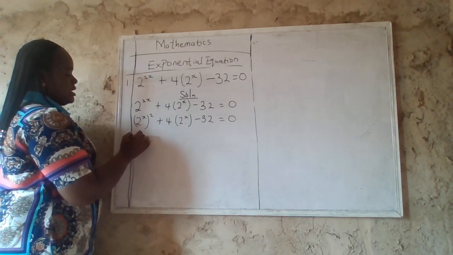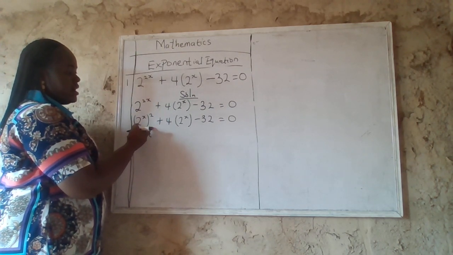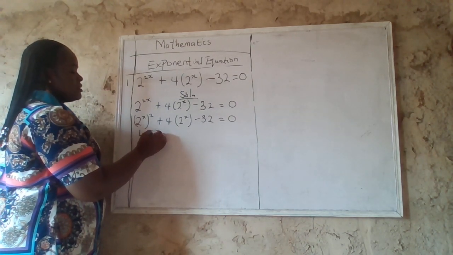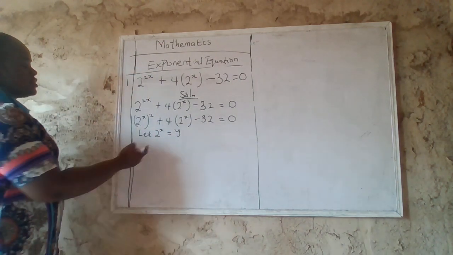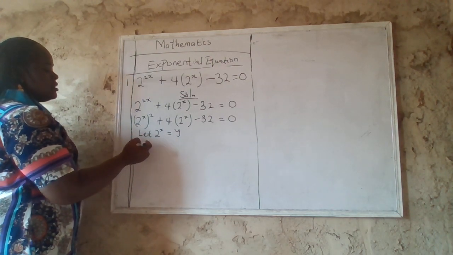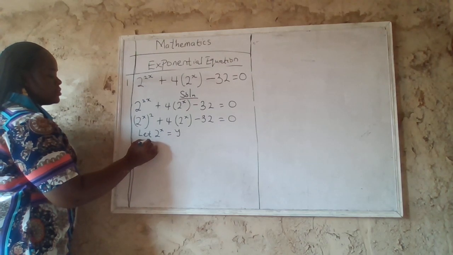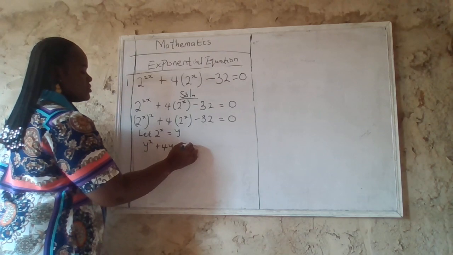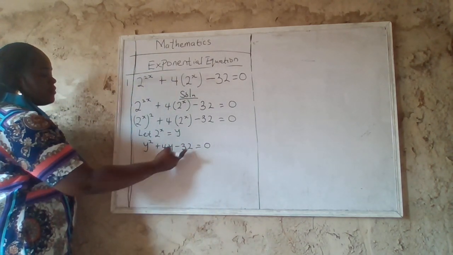Now, if you observe correctly, you will see that we have something that looks like a quadratic equation. But to make it simpler for our eyes to see, we are going to let 2 raised to the power x be equal to y. So we will be substituting y for 2^x. So we have y squared plus 4y minus 32 equals 0. Now, we have a quadratic equation.